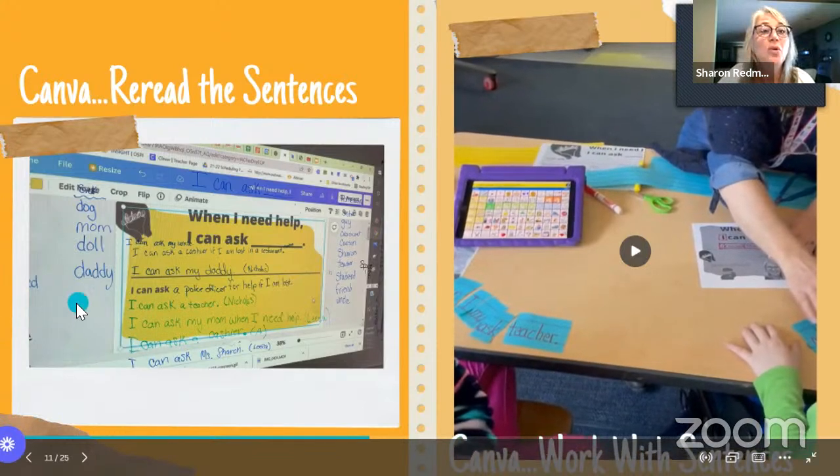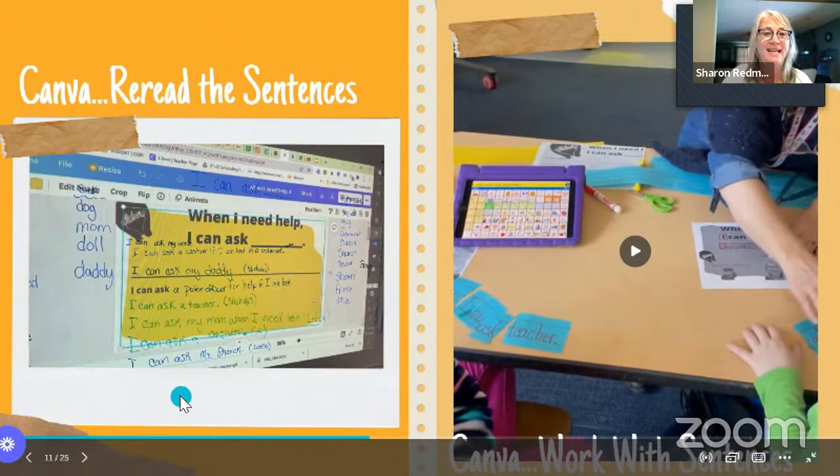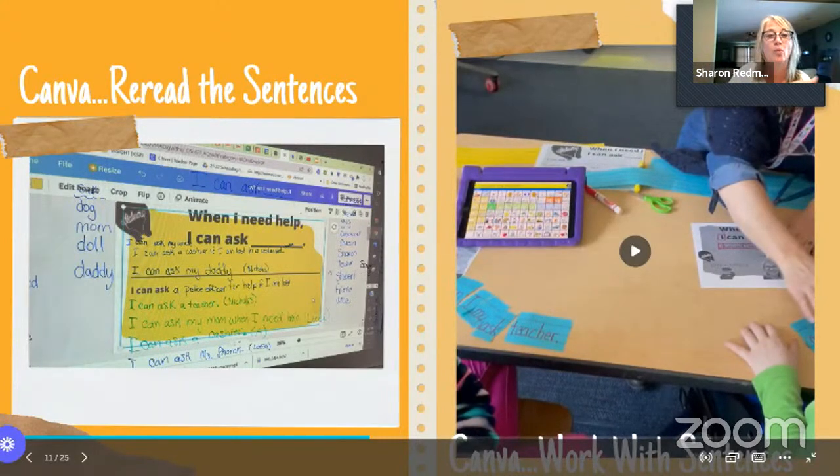Okay, here we go. So in Canva, in rereading the sentences and writing our sentences, I would put it on our big board, and we also wrote them like this. So we did a couple different ways of working together in writing our sentences and then bringing them in. So now everybody wrote their sentences. We printed them out. We worked with them. You can see here, and you'll see it when I play this video, that we were highlighting certain words.